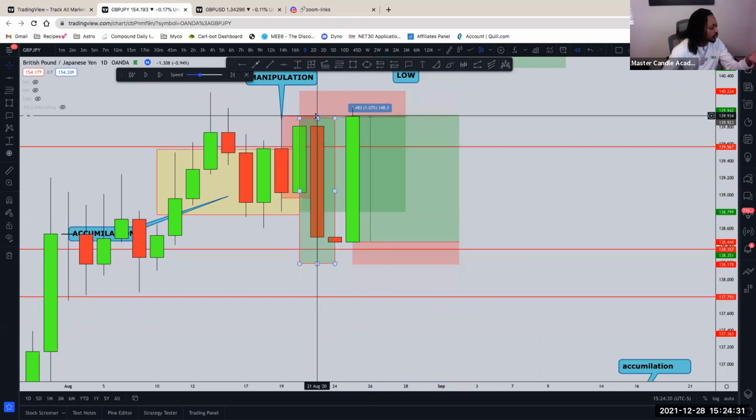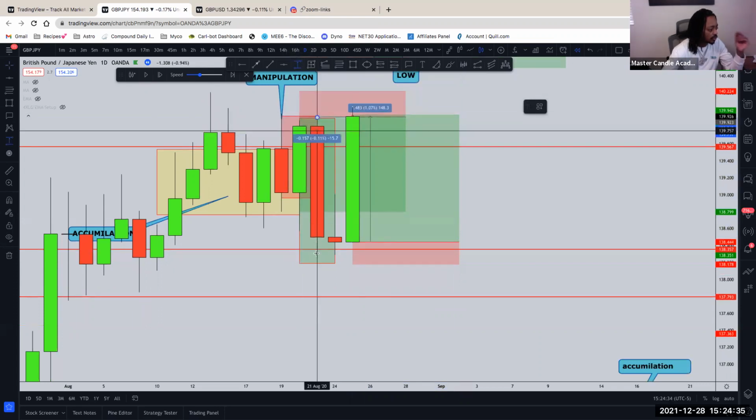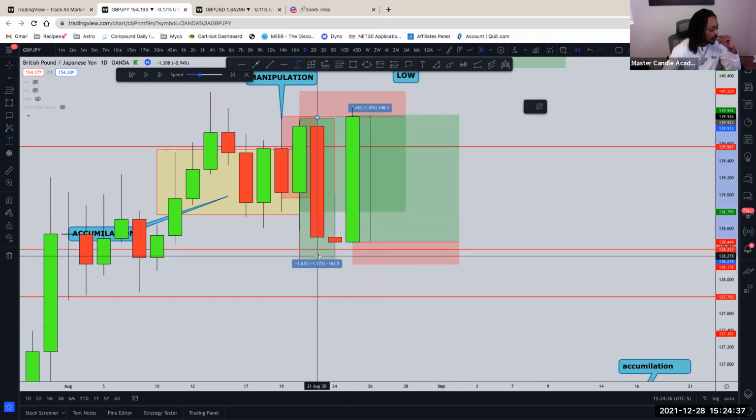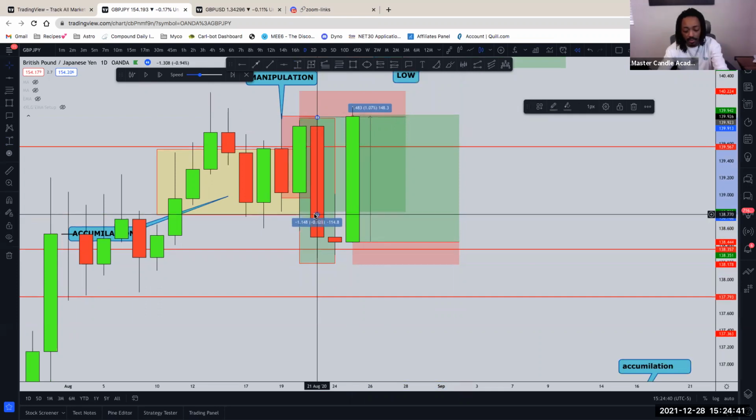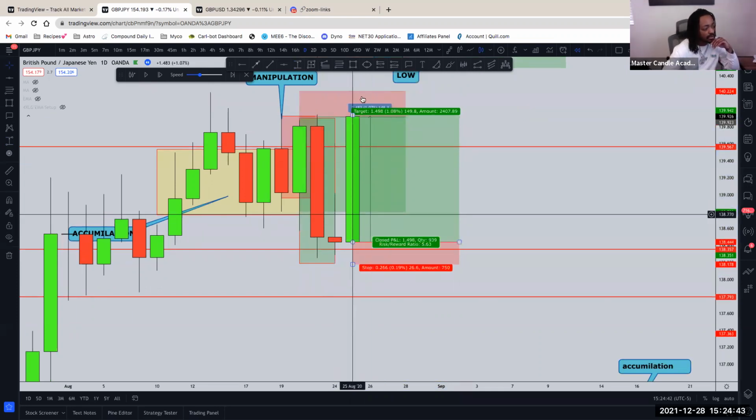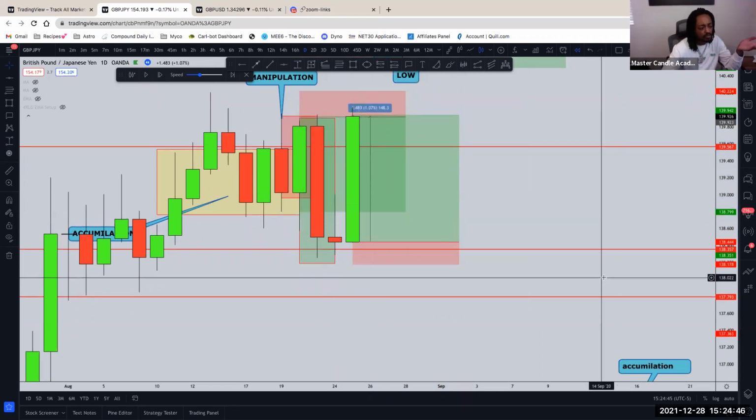I mean, within 3 days, right? We've caught, oh no, we took it to here. This is our TP. 114 pips there. And then about 150 pips there. We got 200, 300 pips in 3 days, on 2 setups. 300 pips in 3 days on 2 setups.